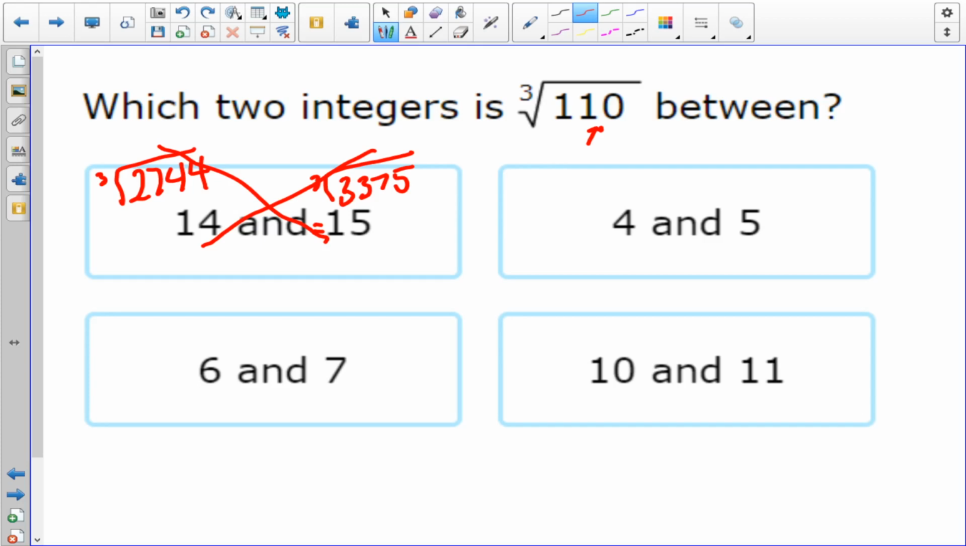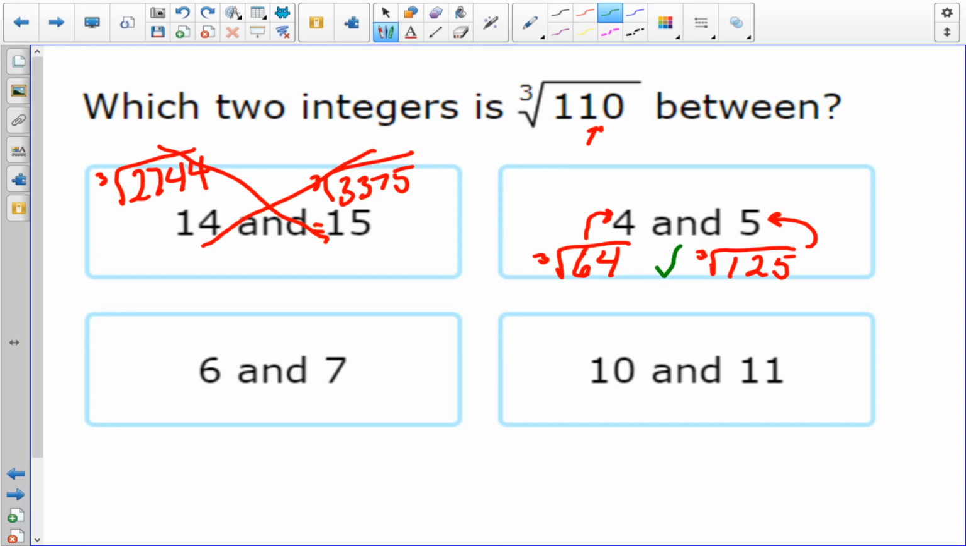So 4 times 4 times 4, so 4 cubed is, 4 times 4 is 16, times 4 is 64. In other words, the cube root of 64 is 4. And then 5 times 5 is 25, times 5 is 125. So the cube root of 125 is 5. Does the cube root of 110 fall between those two? Yes, it does.